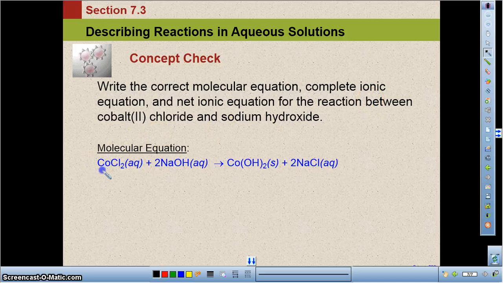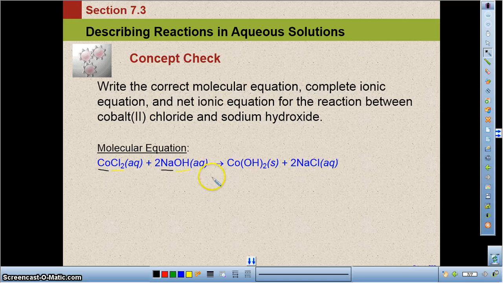We have the positive cobalt and the positive sodium, and we have the negative chloride ion and the negative hydroxide ion. So when we put those together, we're going to do a double displacement switch. We put the positive cobalt with the negative hydroxide. Cobalt had a +2 charge, hydroxide has a -1 charge, so it takes 2 hydroxides to balance that out. The sodium chloride is 1-to-1. Sodium is +1, chlorine is -1, so we have NaCl.